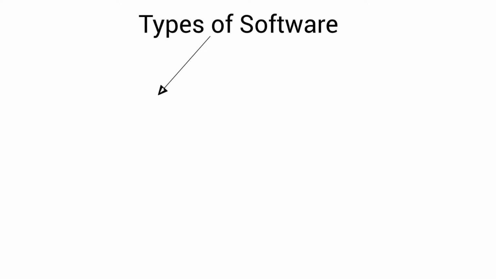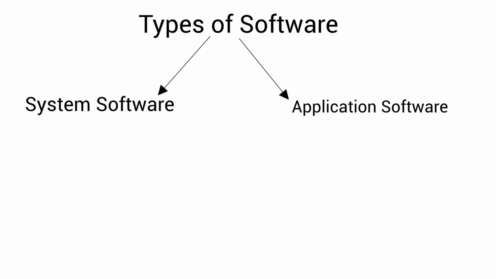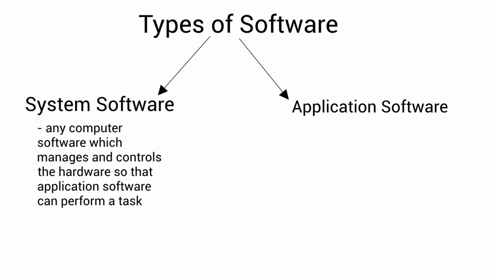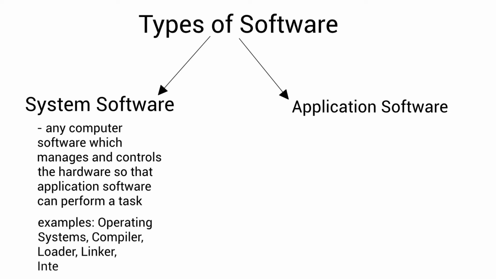There are two types of software. First is the system software, and the second is the application software. System software refers to any computer software which manages and controls the hardware so that application software can perform a task. System software includes the operating system and all the utilities that enable the computer to function. Examples are operating systems, compiler, loader, linker, and interpreter.